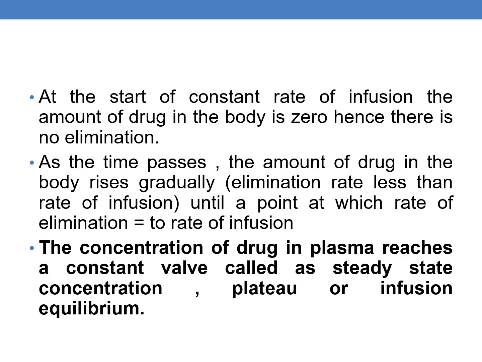Usually at the start of a constant rate infusion, the amount of the drug in the body is zero. Hence, there is no elimination in the beginning. But as time passes, the amount of the drug in the body rises gradually. The elimination rate is less than the rate of infusion until a certain point at which the rate of elimination becomes equal to the rate of infusion.